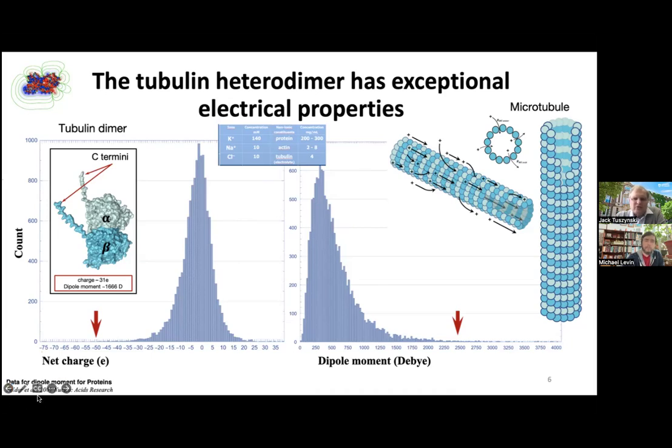Okay, and the histogram shows you the uniqueness of tubulin in terms of the charge. When you screen most of the charge, what you have left is a dipole moment. And on the right panel, you see also the histogram of all proteins. These are all proteins. And tubulin is an outlier with roughly 2,500 debye, which is a physical unit of the dipole moment. For comparison, a water molecule has about 1.8 debye, and so water is a polar environment. So that also plays a role.